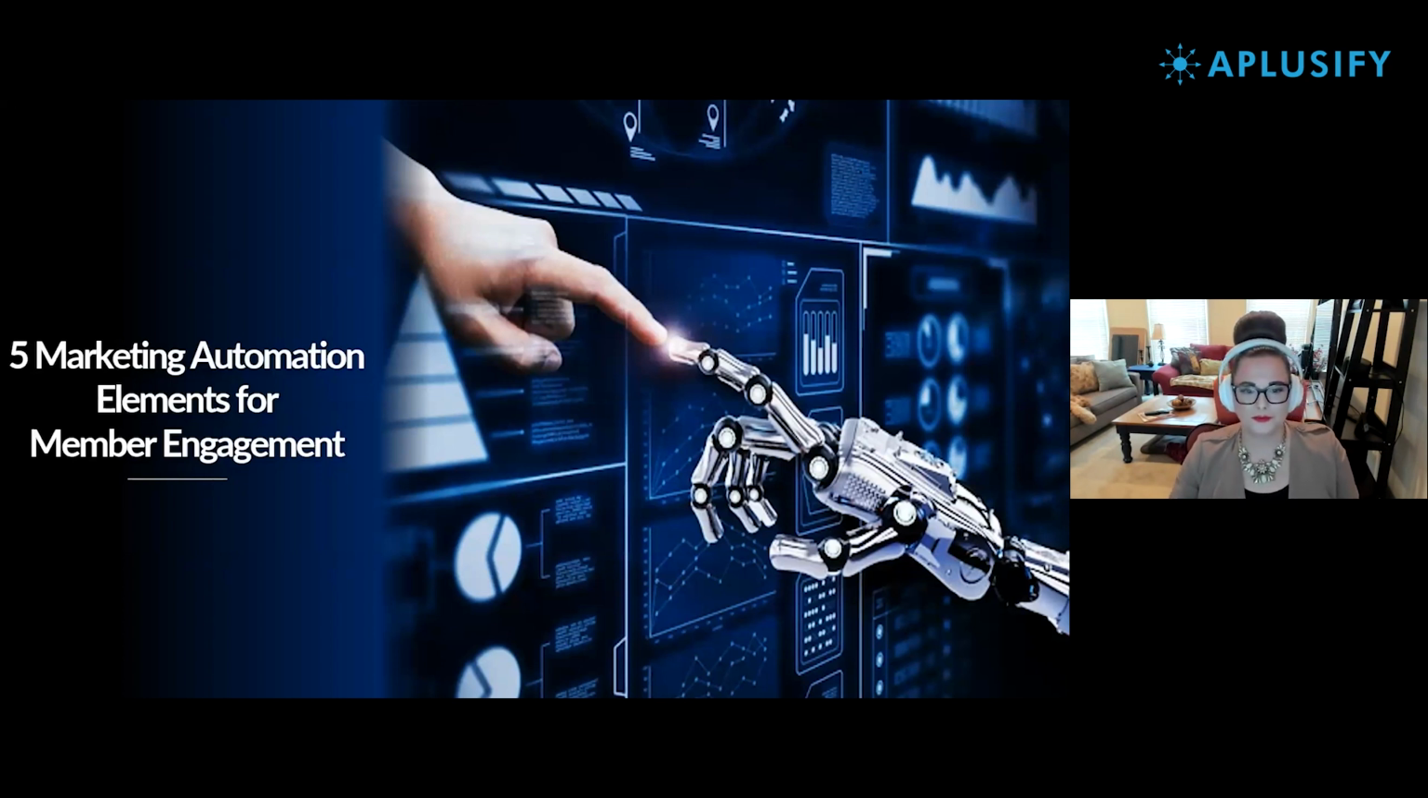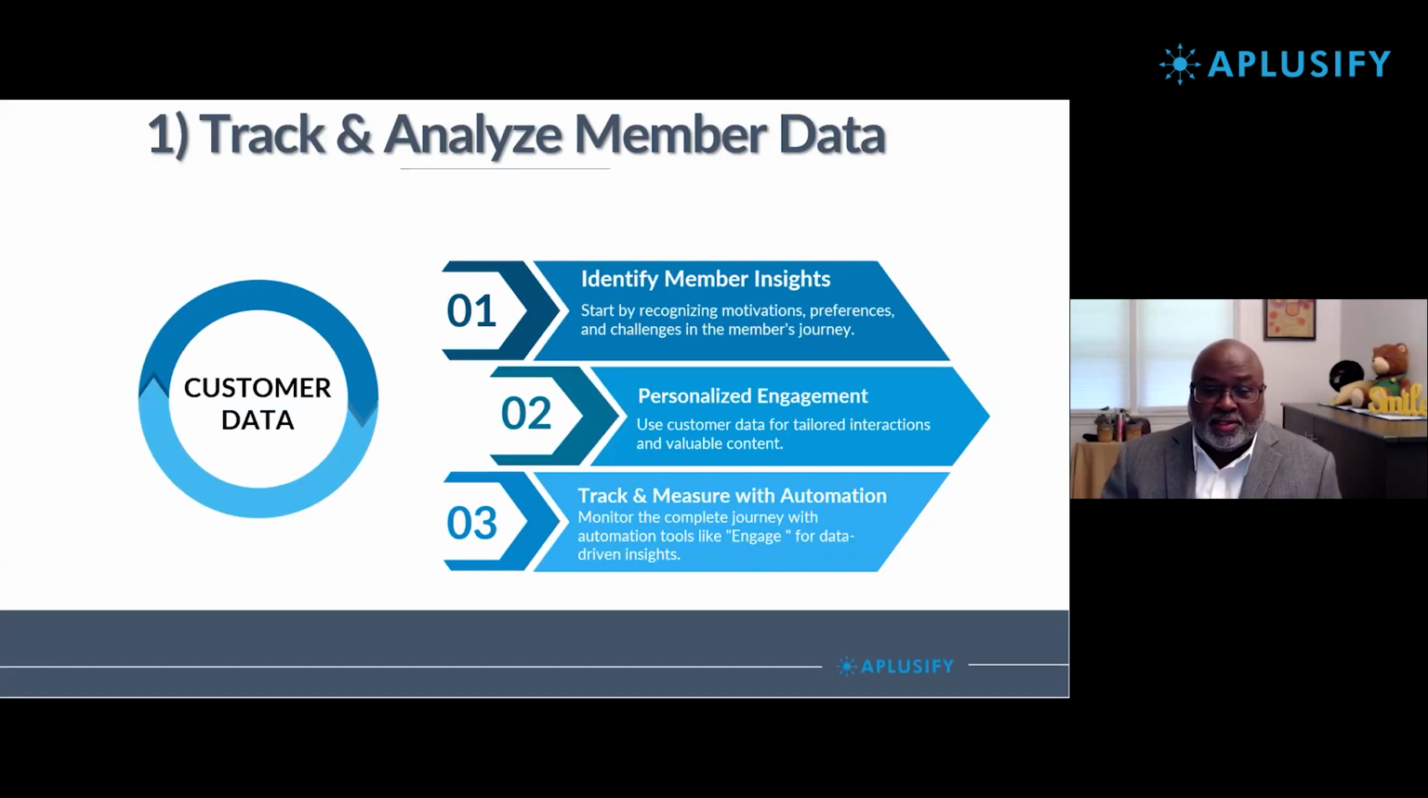Byron? Yeah, so let's talk about tracking and analyzing member data. Tracking and analyzing member data is one of the most critical elements of marketing automation. It provides the data and insights to drive the entire member engagement journey. When you begin to track, measure, and analyze your member data and the member journey using automation tools, you can then start to identify member insights into unique preferences, motivations, and more, which leads to the ability to create personalized engagement opportunities that send custom tailored content, increasing individual engagement overall.